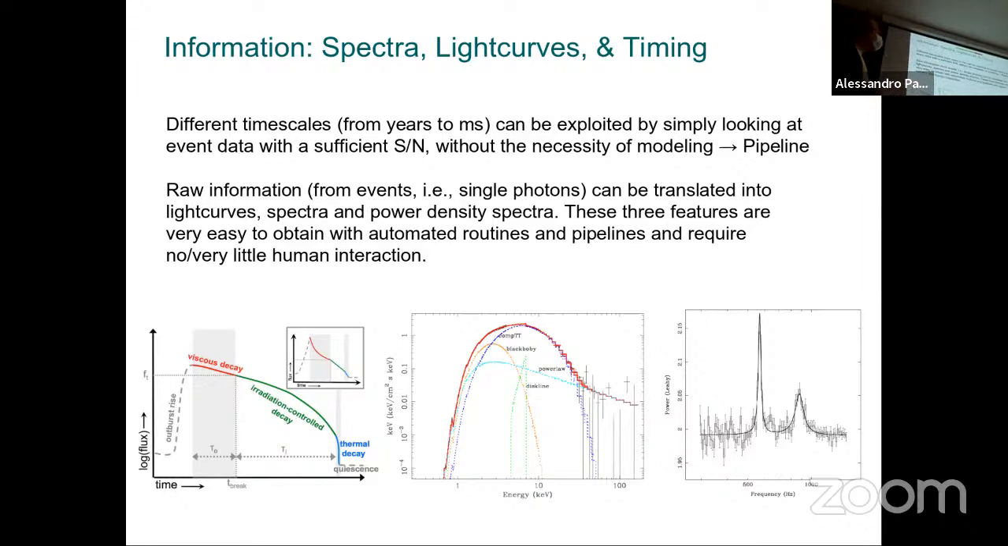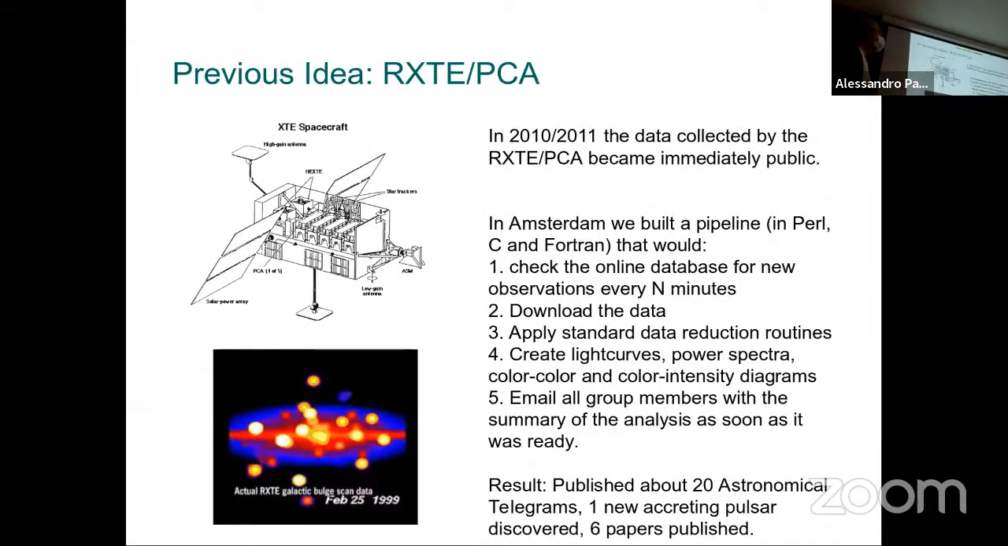Now, we did an experiment like this back at the time when I was in Amsterdam. And we used this instrument, the RXTE PCA. It was the proportional counter array of the Rossi X-ray Timing Explorer. And for a couple of years, the last 2-3 years of its life, the data became immediately public, so there was no proprietary period. And so what we did is that we built a pipeline, at the time using these ancient languages like Perl, C, and Fortran.